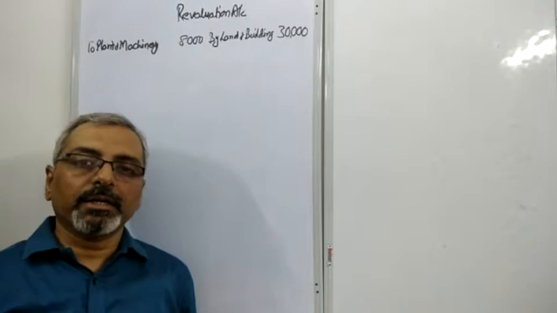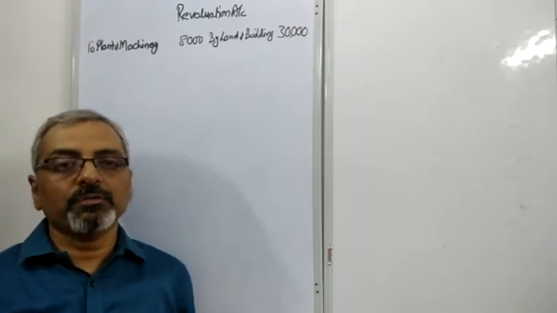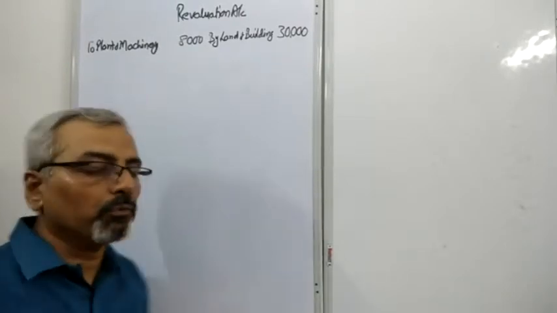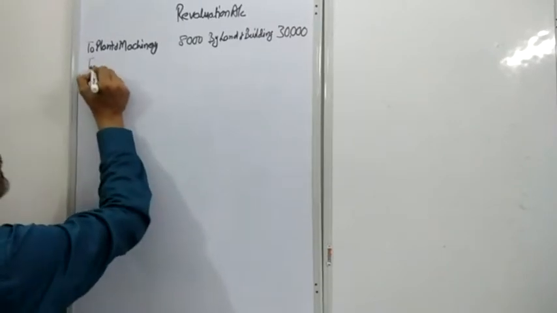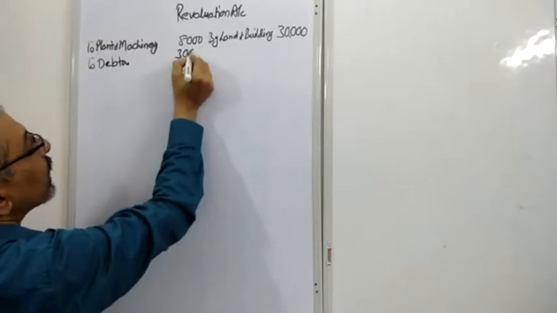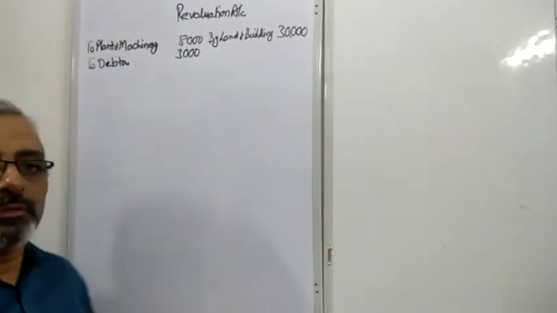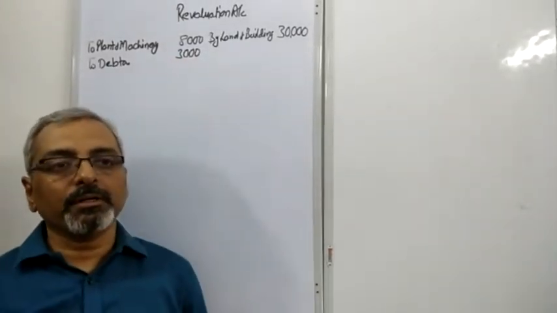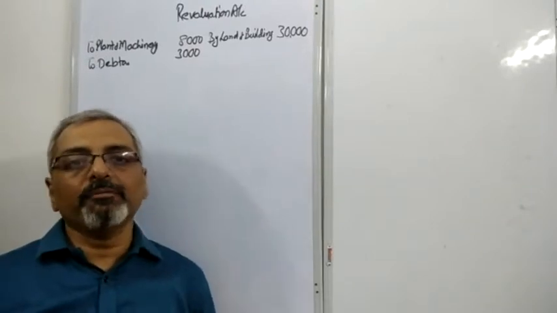That means there is a debtor worth 3000 which is bad. That means the value of debtors has gone down by 3000. So we'll go to the debit side and we write to debtors and the value is 3000. The next piece of information which we have is creditors and bills payable both have been revalued.